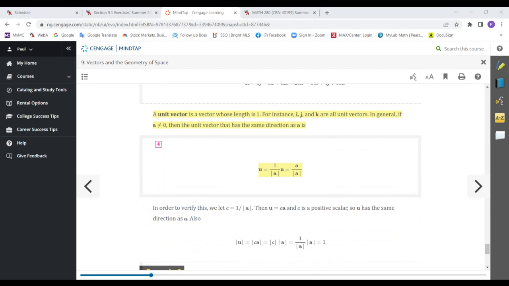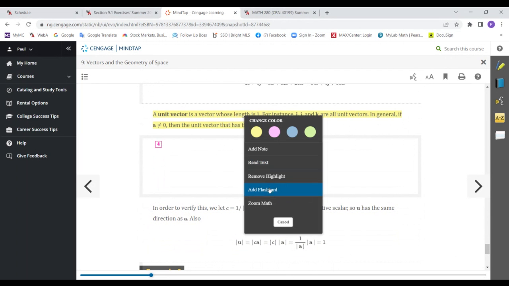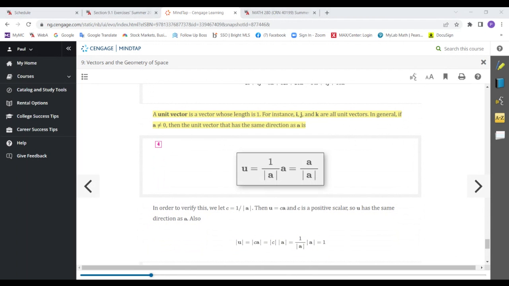i, j, and k are all unit vectors. In order to create that vector, you just take the vector A and you divide by the length of A, like they show you here. That's how you create a unit vector, and the length of that vector is equal to 1. They show that below. They justify it because the multiple of the vector A is 1 over the length of A.